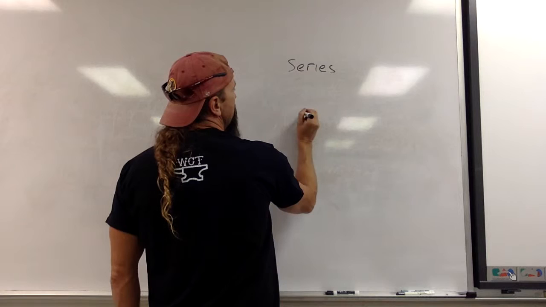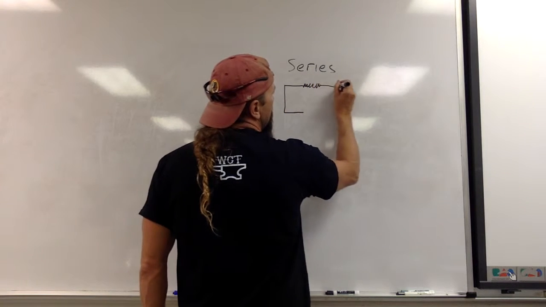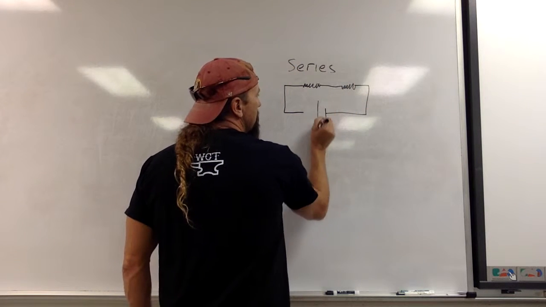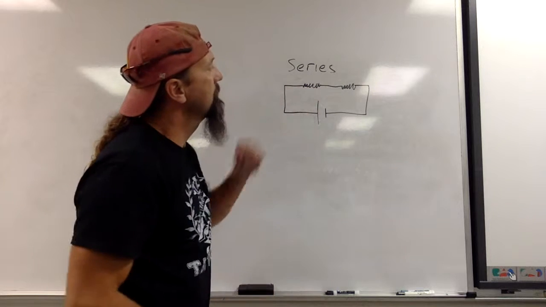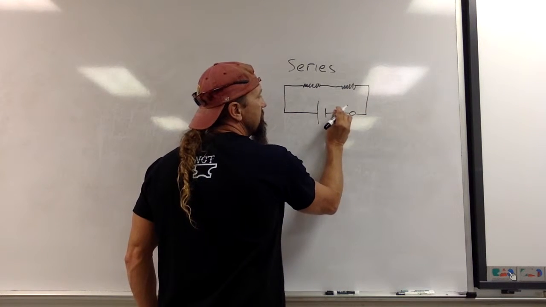A series is going to be resistors in line within a circuit. Now when I draw a circuit, I'm going to start with this basic one here because it is the simplest circuit to draw. This is a series circuit.